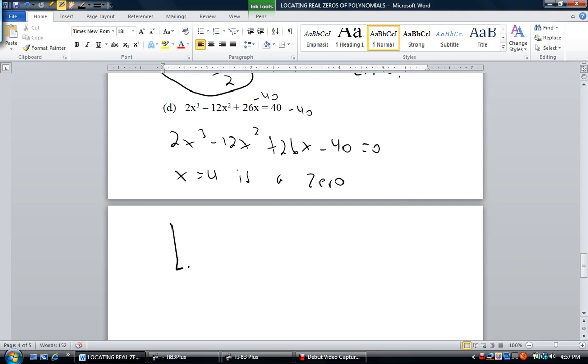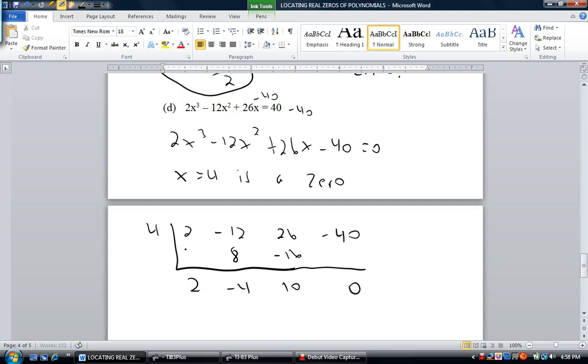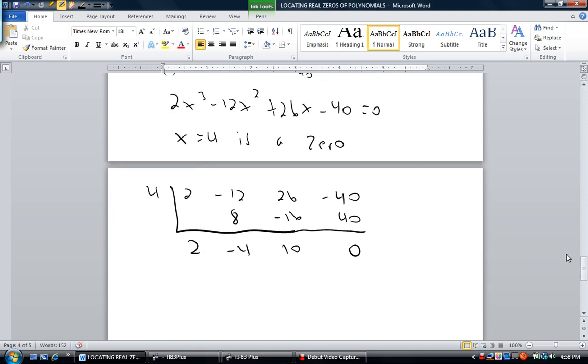So I'm going to use synthetic division now. 4 on the outside, 2, negative 12, 26, and negative 40. Go inside. This better be a 0 down here. If it's not, something's bad wrong. So let's bring down the 2. 4 times 2 is 8. Add, you get negative 4. Multiply 4 and negative 4, you get negative 16. Add, you get 10. Multiply 4 times 10, which is 40. When you add negative 40 and 40, you do get 0.